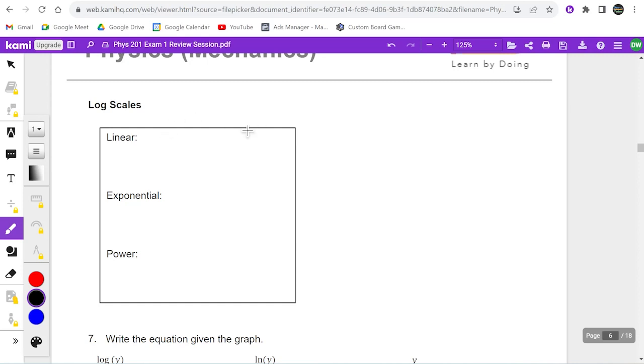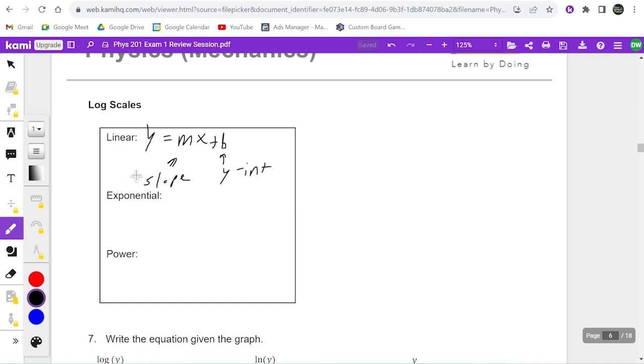So, first we have the linear relationship. Linear is y equals mx plus b. And m is the slope, and b is the y-intercept, and we knew this since Algebra 1, so I'm not going to explain that anymore. That's very obvious.